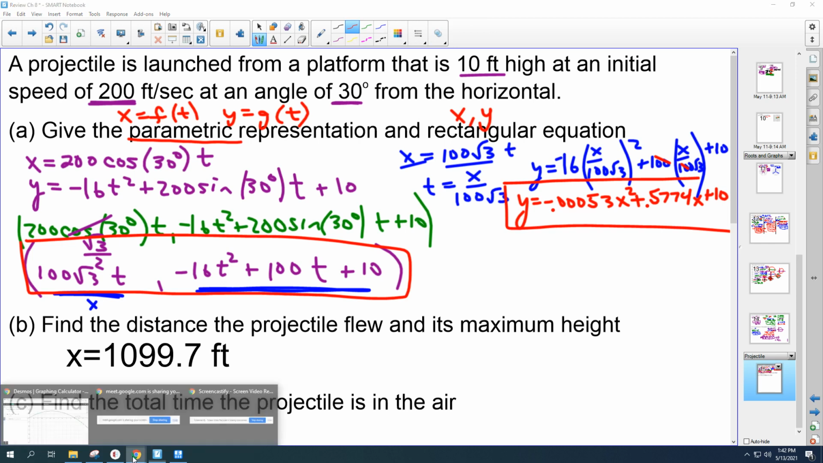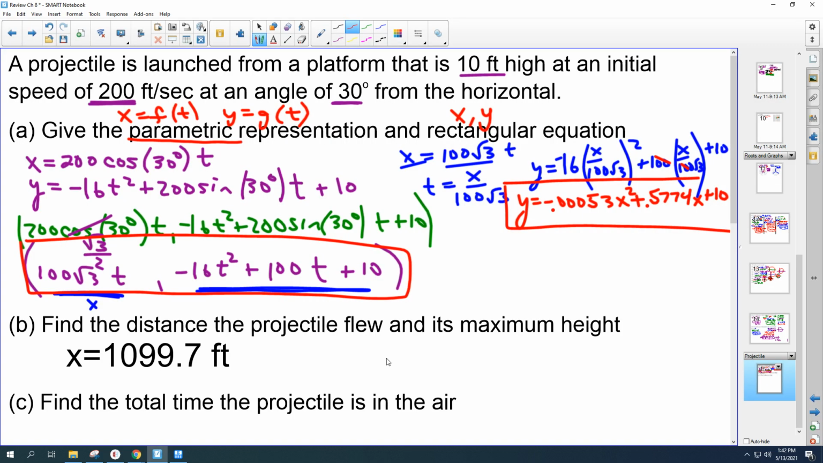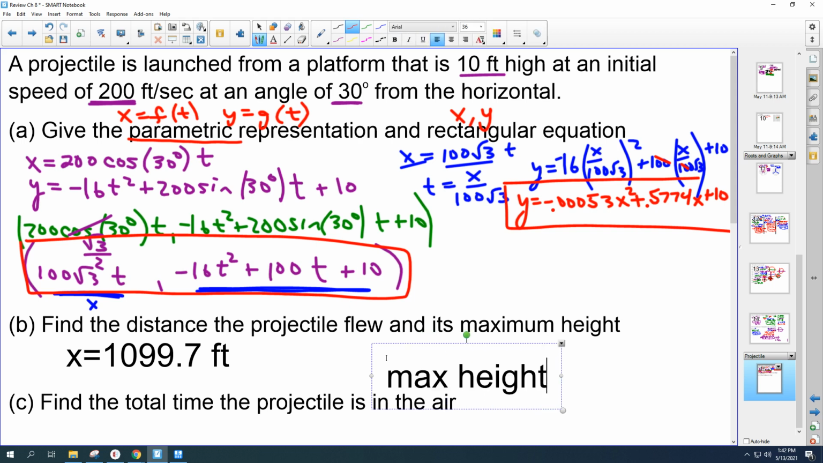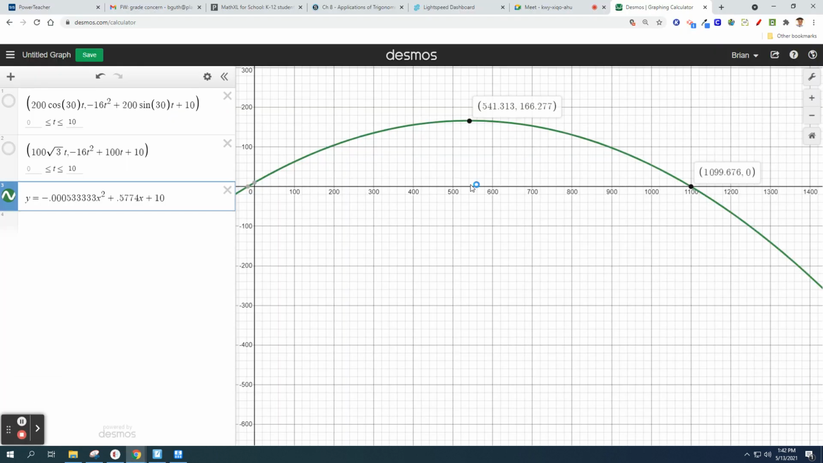And its maximum height. Okay, we don't want the x number because the x number is how far it traveled. So its max height is its y number, 166.3. That x number, we'd say, it had traveled 541 feet horizontally when it reached that max height. Okay, I don't really like that question. I like the question of how far did it travel and what's its maximum height.